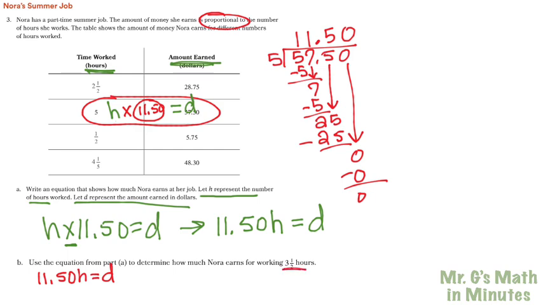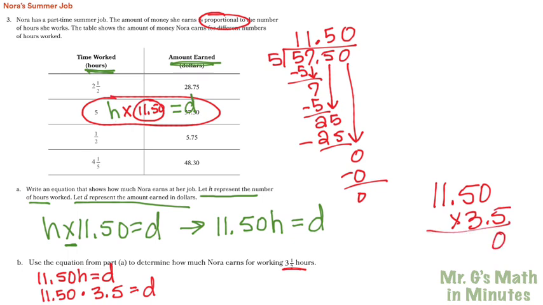Now my 11.50 is already a decimal, so I'm going to write 3.5 as a decimal as well, replacing the H with 3.5. It's going to be equal to my dollars. Now we'll just go ahead and work that problem. 1150 times 3.5.